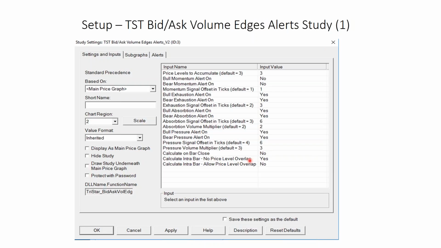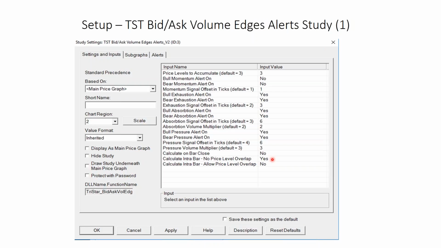Then you can calculate intra-bar with no price overlap. What that means is, on a 10-tick range bar, you need 6 levels of data to have any kind of signal, because you don't want your bid and ask calculations overlapping each other. This will give you early signals, so there'll be 4 price levels left in the range bar and you can start getting signals.